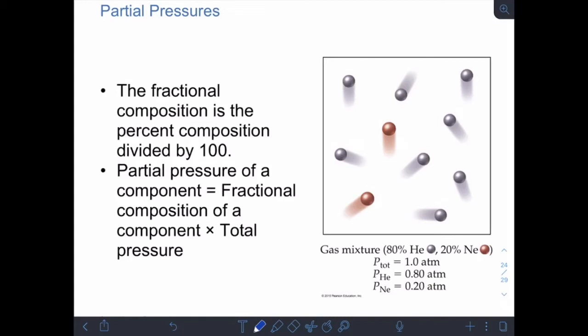But the idea here is that, looking at this mixture, let's say that this is a mixture of helium and neon. If my partial pressure of helium is 0.8 and my partial pressure of neon is 0.2, I add those together to get the total pressure of 1 atmosphere. Like I said, I'm going to get into partial pressures in more depth, and how to calculate those from mole fractions, in a little bit.